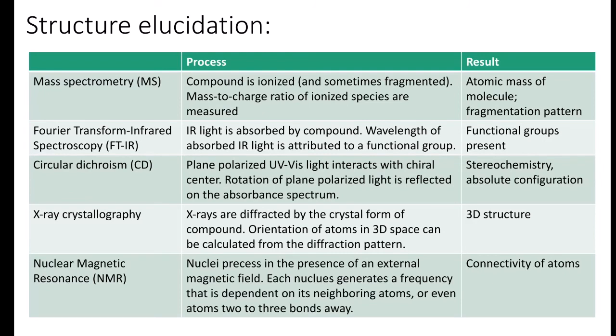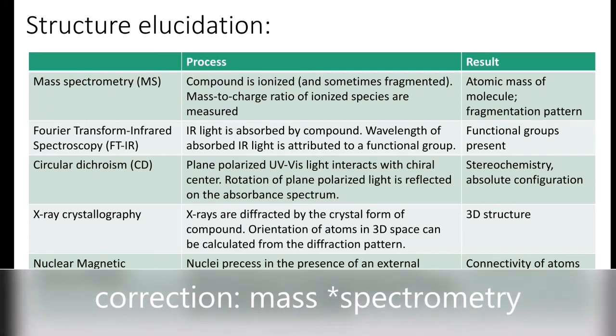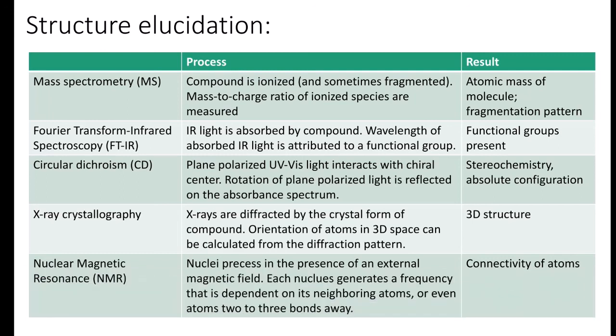So in case you found the structure elucidation techniques confusing, this is the summary table for them. Let's go through this so you can differentiate them. So for mass spectroscopy, the compound is ionized and sometimes fragmented. Mass to charge ratio of ionized species are measured. As a result, you will get the atomic mass of the molecule and the fragmentation pattern.